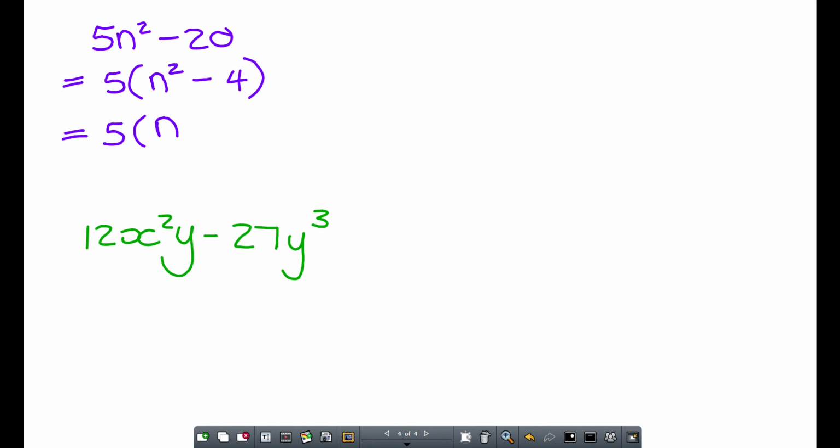Now I want you to see this. Not minus 2, plus 2. So can you see that that is a difference of 2 squares? So I could take it further and say, because there's 2 terms, there's a minus in between, and I can get the square root of each. So that becomes n minus 2, n plus 2.